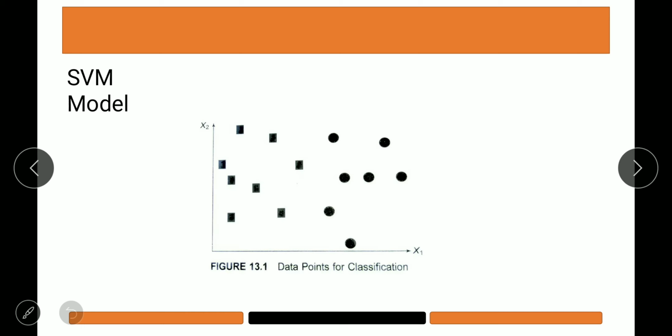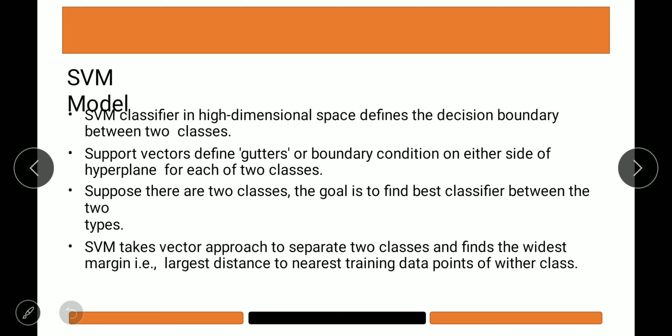Okay, so this is the SVM model, data points for classification. You are classifying into two categories, that is square dots and circle dots. The SVM classifier in a high dimensional space defines the decision boundary between two classes. Support vectors define gutters or boundary conditions on either side of the hyperplane for each of these two classes. So you have two classes here, and what support vectors will do is they define boundary conditions for these two classes.